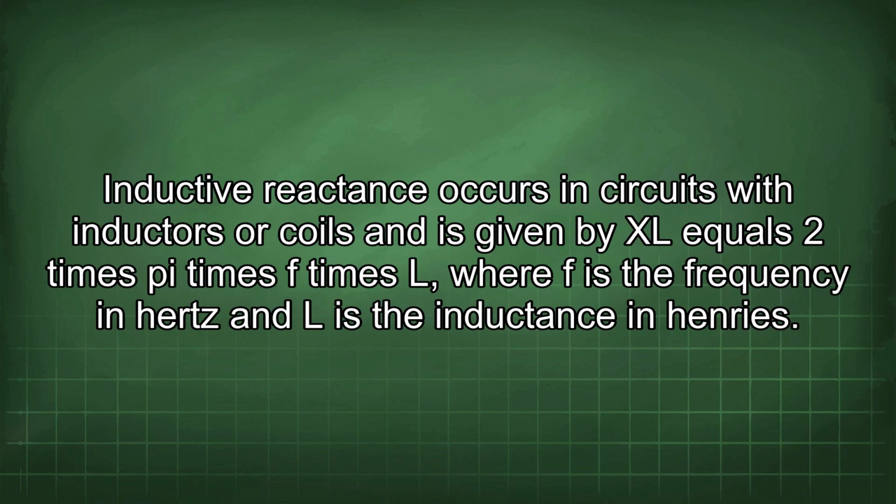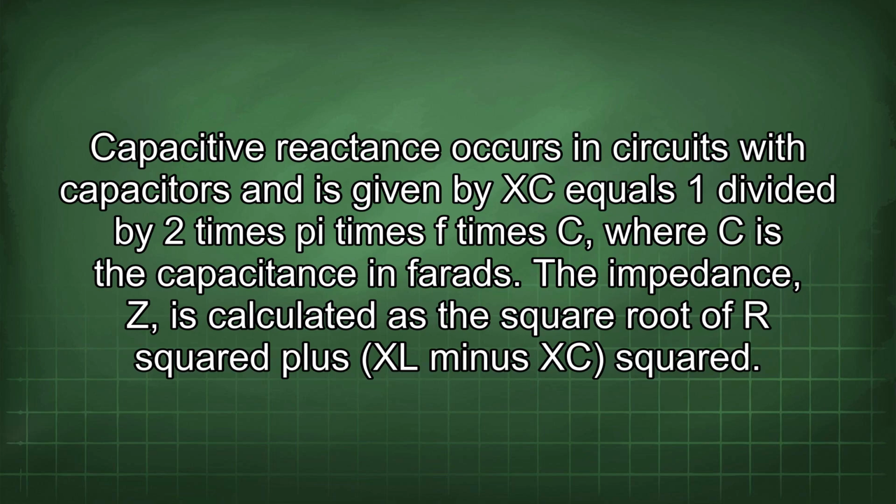Inductive reactance occurs in circuits with inductors or coils and is given by XL equals 2 times pi times F times L, where F is the frequency in Hertz and L is the inductance in Henrys. Capacitive reactance occurs in circuits with capacitors and is given by XC equals 1 divided by 2 times pi times F times C, where C is the capacitance in farads.